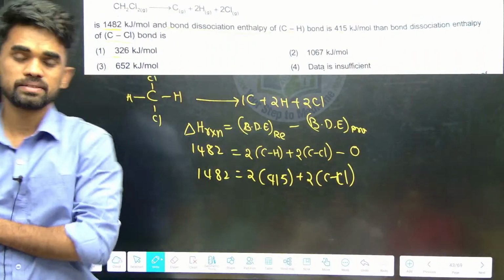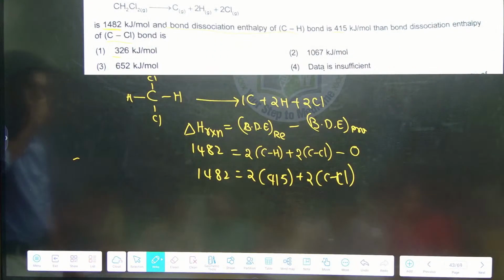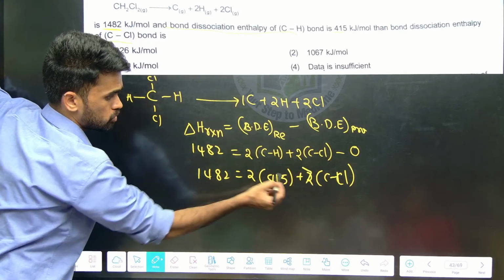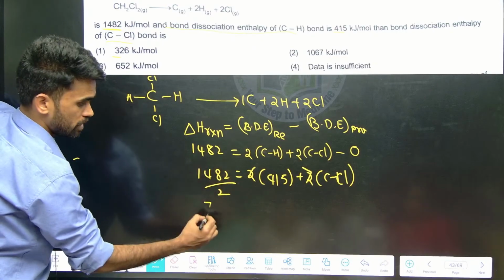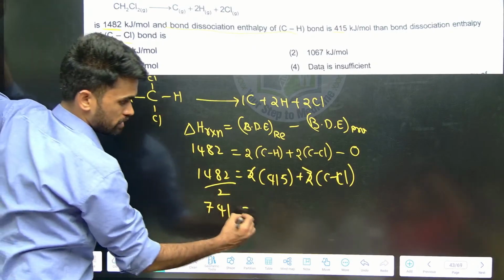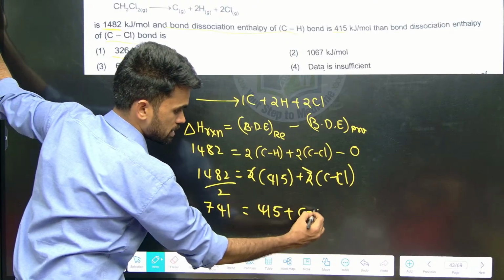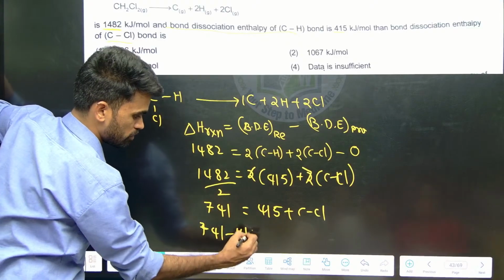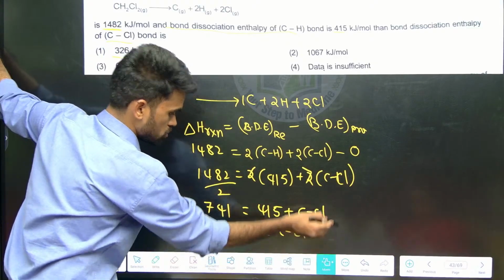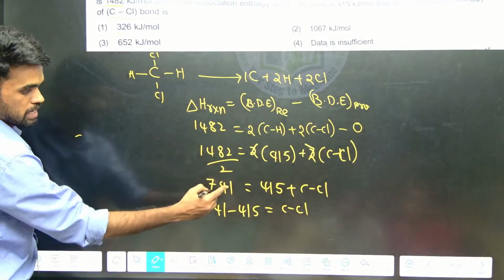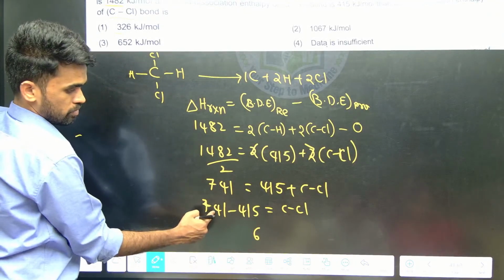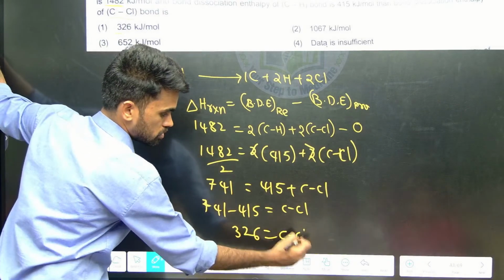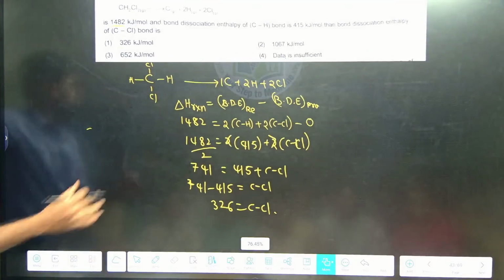Done? See, here I have 2, here also I have 2. Can I divide this by 2? 741, which equals 415 plus C-Cl. So moving this 415 to the other side, 741 minus 415 equals the C-Cl energy. So how much is it? 11 minus 5, 6. 3 minus 1, 2. 7 minus 4, 3. Everyone got this? 326.